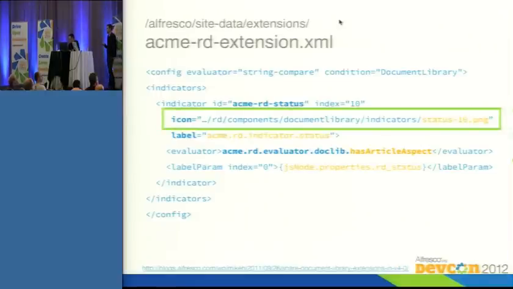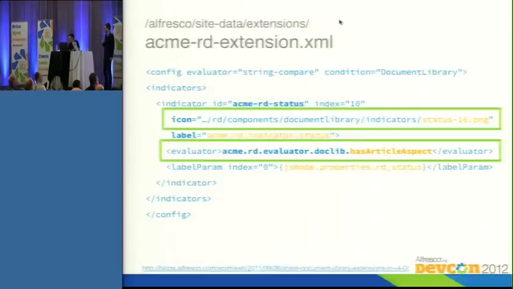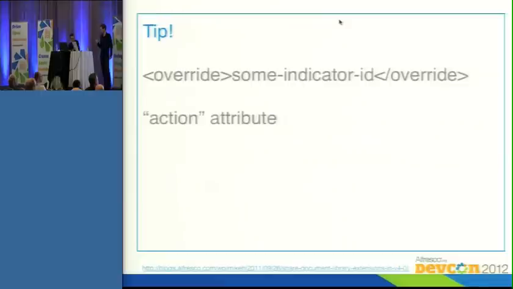You just specify the icon that should be displayed. And we're also saying that this icon should only be displayed when the document has the article aspect. In other words, is an article. If you want to override an indicator that we have provided out of the box, you can use the override element, and you can also make an indicator do something special, in other words, invoke a callback by using the action attribute of an indicator.